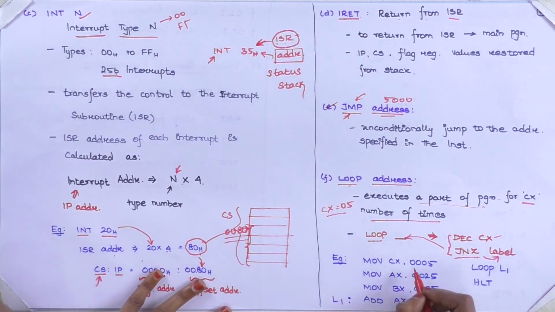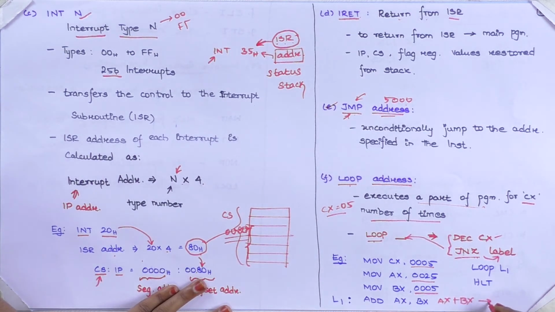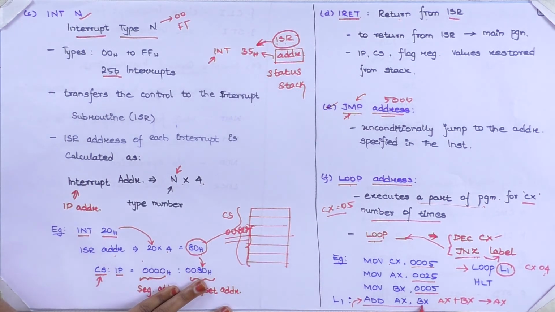See this example, here CX is written with 5, AX with 25, BX with 5, okay. Now I am adding AX plus BX, and the result will again be stored in AX, okay. So then loop will get executed. What loop will do is, now it will decrement the CX register. So CX now becomes 4, and it checks whether CX has become 0 or not. It has not become 0, so jump to this loop 1. Loop 1 is nothing but this instruction, okay. Again this instruction will be executed. So this will be executed until CX has become 0.